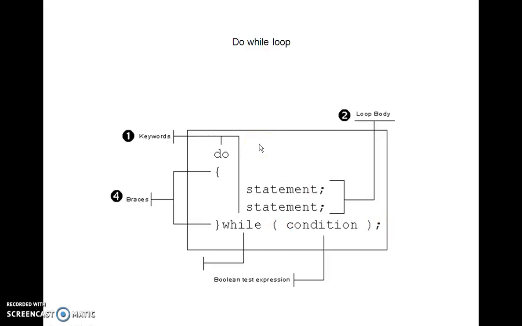You have to keep in mind that the initialization expression is written above the do while loop, and the update expression is given inside the do while loop. Here you can see that the condition is specified only at the end of the do while loop. So the statements will be executed at least once.